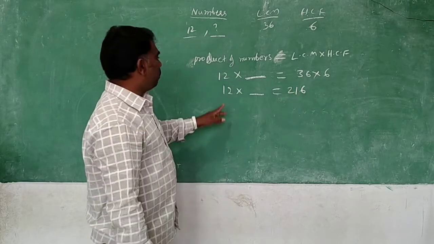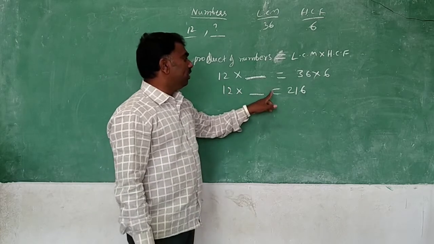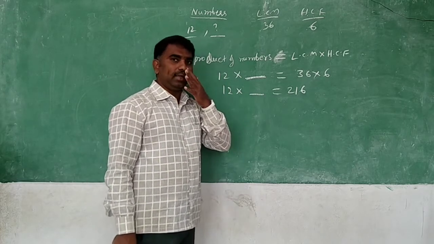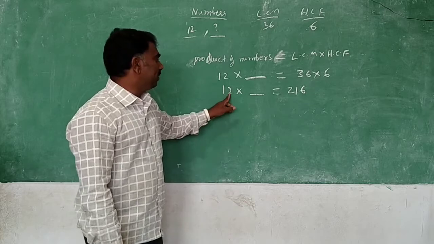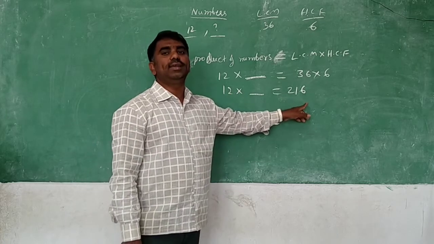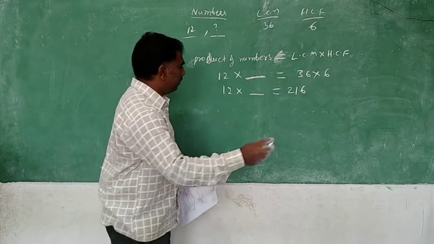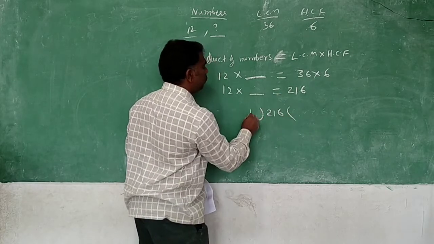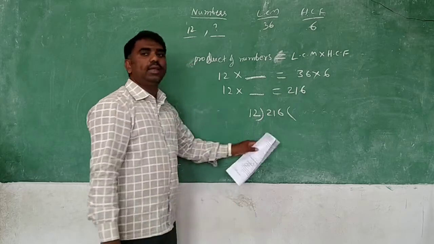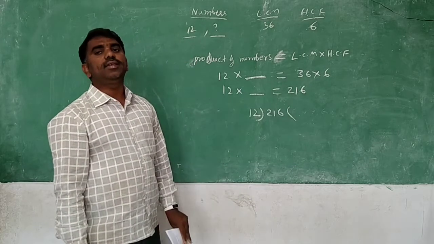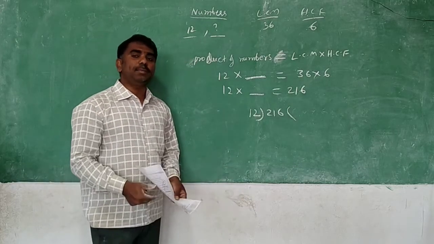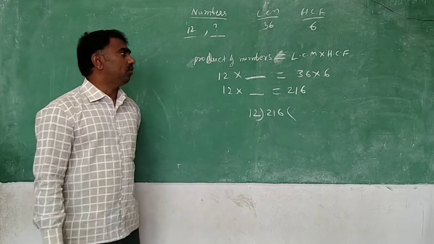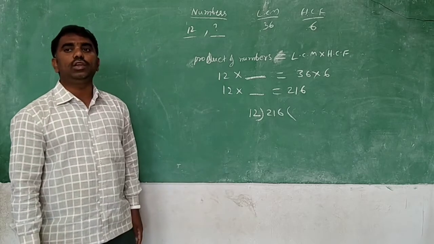Now you can guess it: by what do you multiply 12 to get 216? We can also easily find this number by doing division. 216 divided by 12 gives the answer. So this is the way of finding answers by using the relation: product of numbers is equal to LCM into HCF.